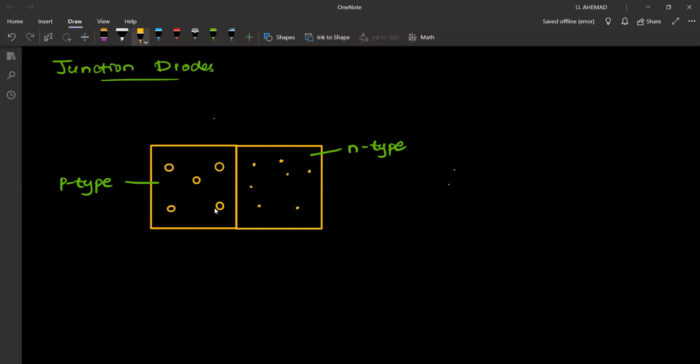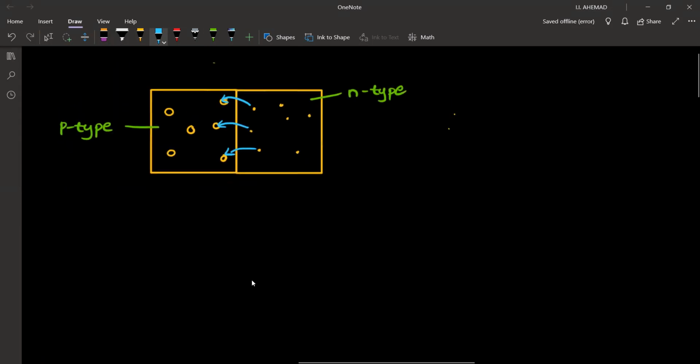So what happens is, these free electrons, what is a hole? A hole is the absence of electrons, right? So these electrons now move across this junction to fill these holes. But as they move across this junction, something else also happens.